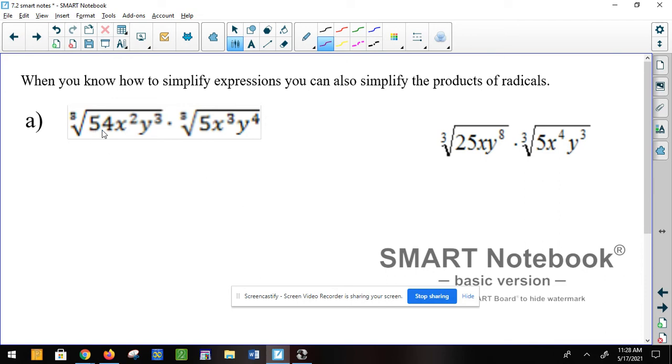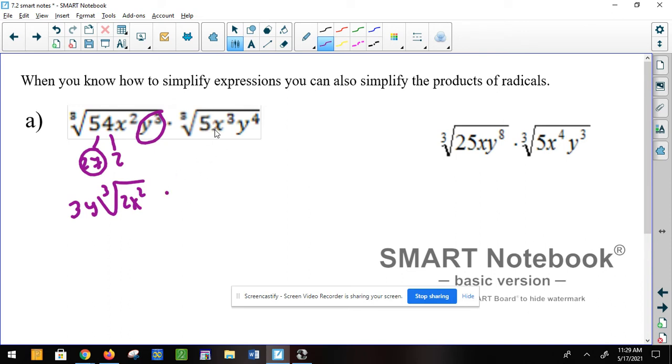All right, so 54 can break into 27 and 2. 27 was one of our cube numbers. X squared, can't do anything with that. Y cubed is a perfect cube. So when I simplify that, cube root of 27 is 3. Cube root of y cubed is y. And what's left over is 2x squared.